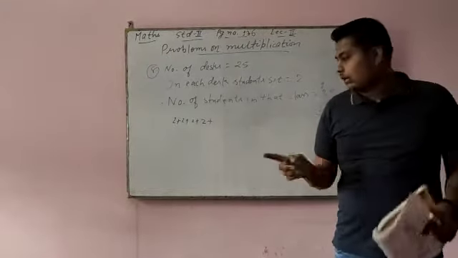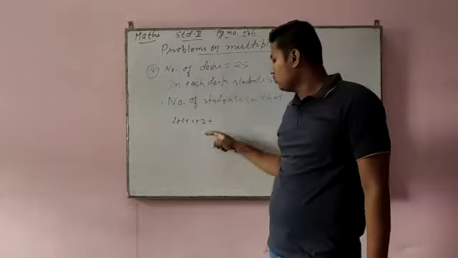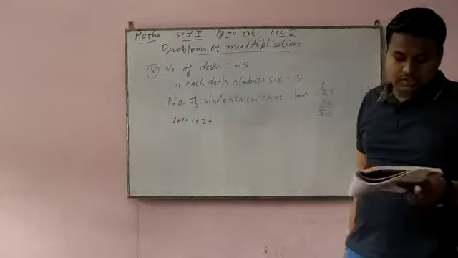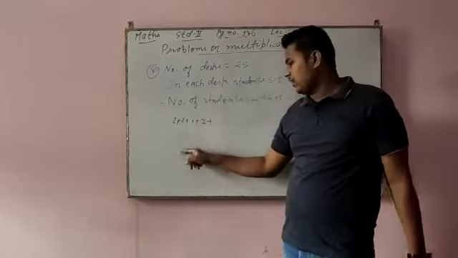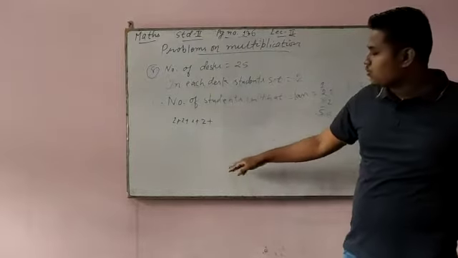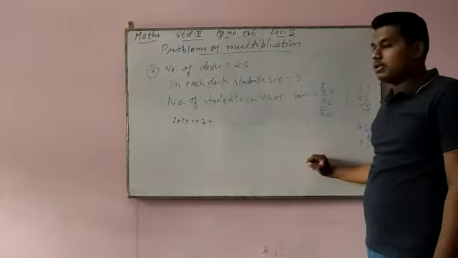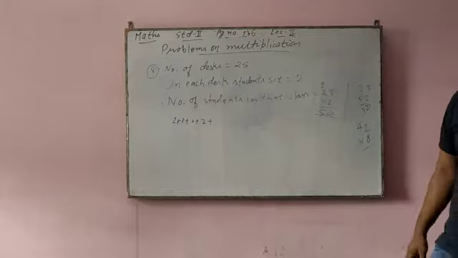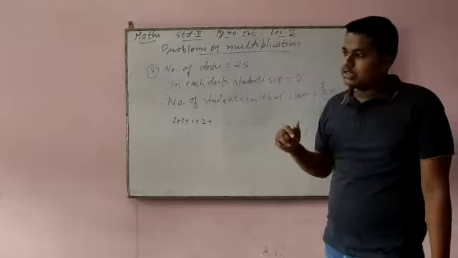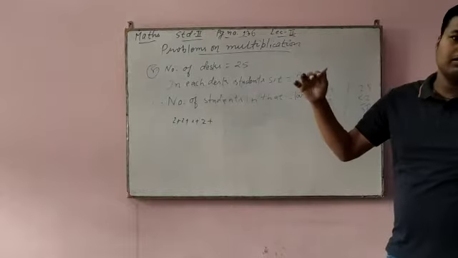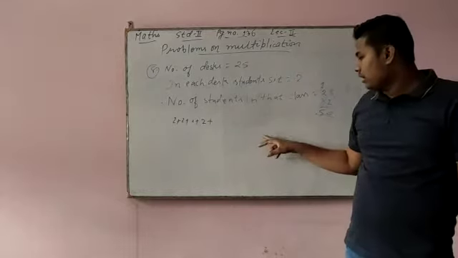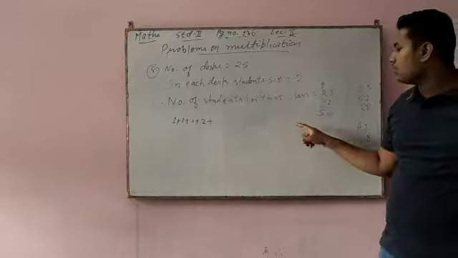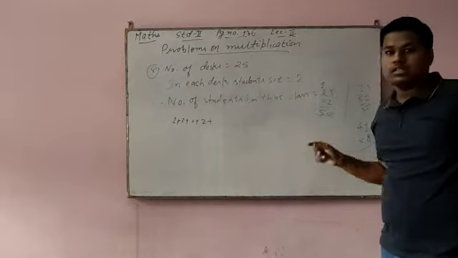So how I have explained the trees: 1, 2, 3, 4, 5, 6 rows are there. In each row there are 35 students. So you have to tell the total number. When you add, you will get the same answer. And when you just multiply 35 into 6, you will get the same answer. Here you have to add 35 six times: 35, 35, 35, 35, 35, 35. And here, when you multiply, you simply write 35 into 6 and you will get the answer.